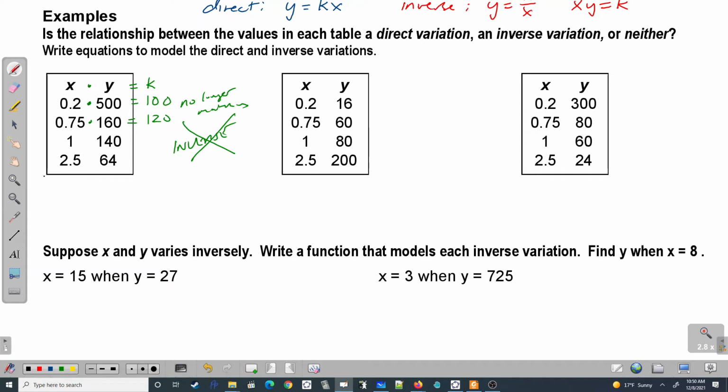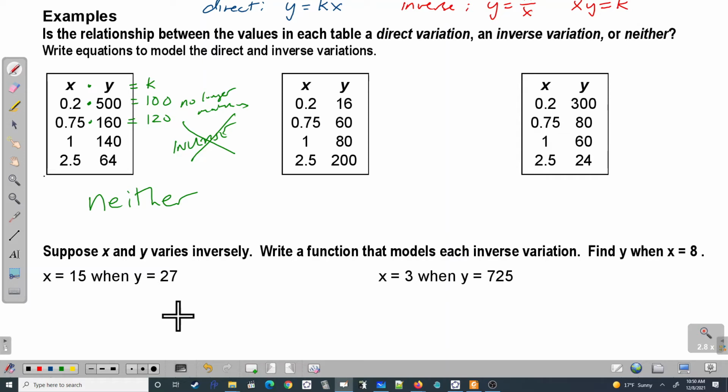So in this case, this truly was neither. It was not direct. It was not inverse. It was neither. Let's try the next one.